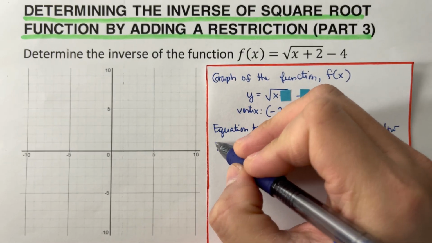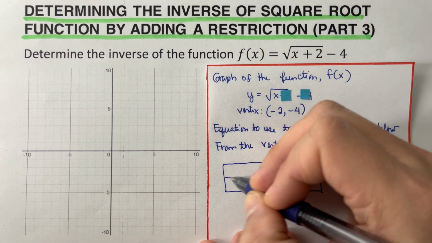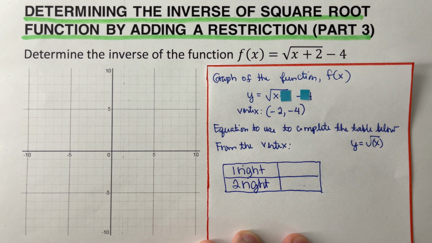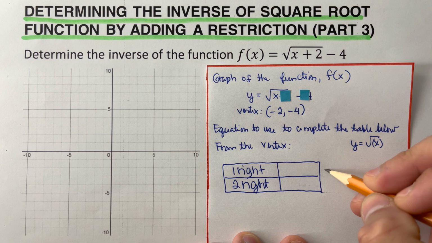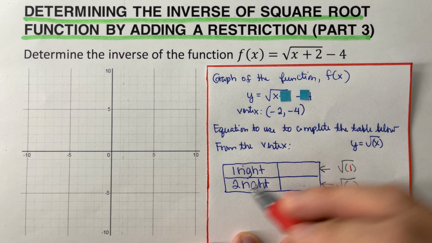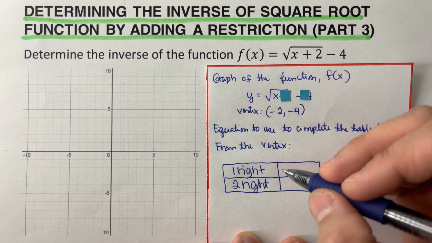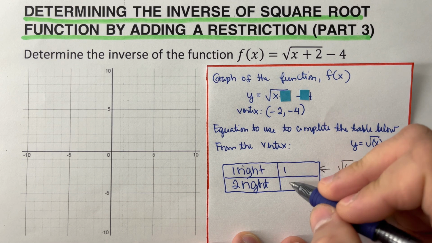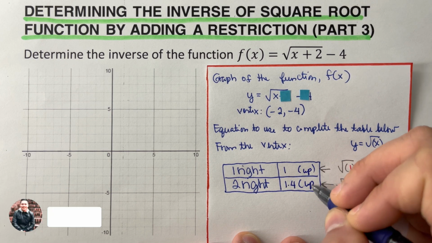So from the vertex, I'm going to plug this 1 and 2 into the x here, and I will show the work on the side. So the value for square root of 1 is 1, and then the value for square root of 2 is approximately 1.4. Both are positive, so they're going up. So I'm going to write up right there.